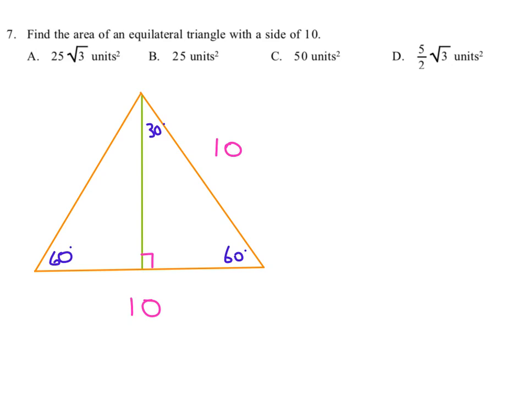Another fun fact about this is that when we drop that altitude, that green line down, we're splitting that base in half, that 10 side in half, so what we get is 5 and 5.